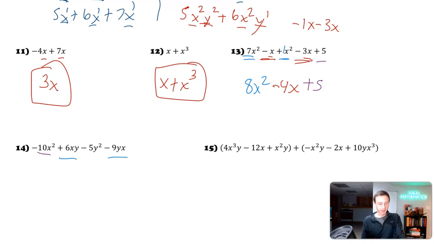And we have negative 5y squared. I have nothing to combine with that one. So I'm going to just combine the 6xy minus 9yx. So I'll have negative 10x squared. And then I'll do 6xy minus 9yx. You could write it as 9xy if it helps you. Doesn't matter. But 6 minus 9 is negative 3. So negative 3xy, or yx, minus 5y squared.